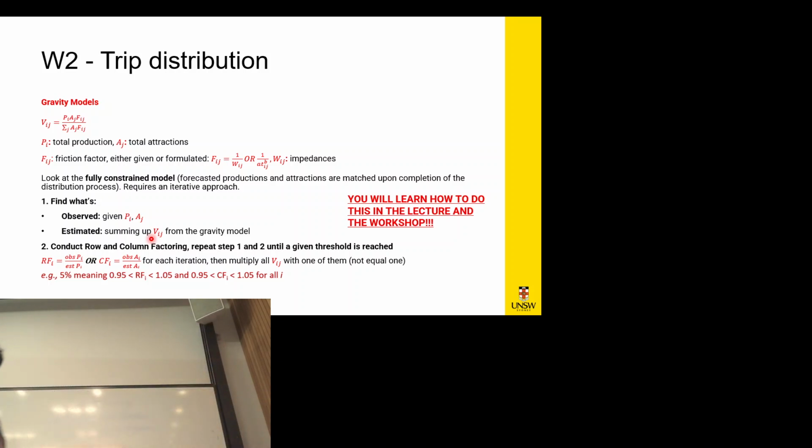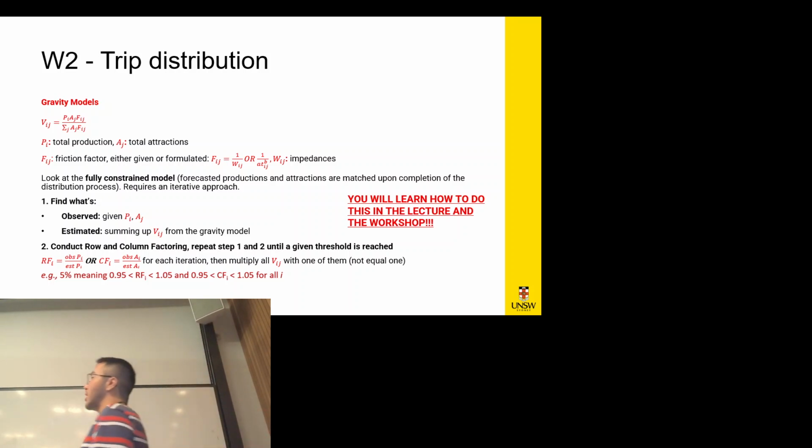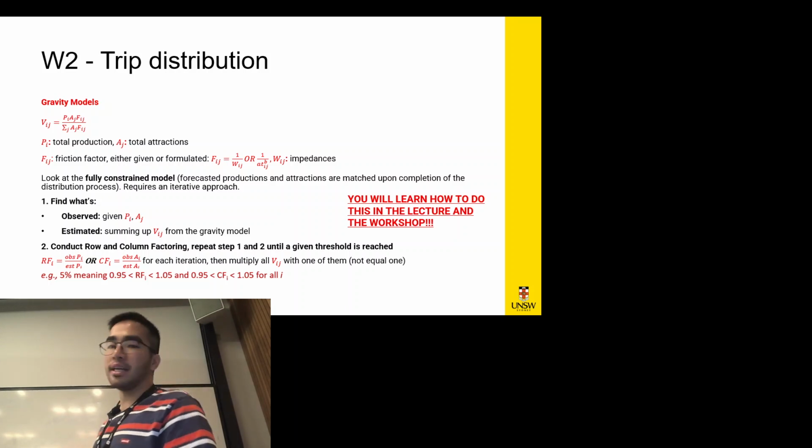The second step you need to do is, you'll see that the total number of productions is not equal to the total number of attractions. They're not equal to each other. So what you need to do is conduct row and column factoring, and then repeat step 1 and step 2 until a given threshold is reached. For example, if the question says a 5% threshold, it has to be within this ratio. So I understand right now you may not understand what this means, right? But in the workshops in the next few weeks, there will be a few questions on this, and we'll work through this together to see how to do it. Okay? That's trip distribution in a nutshell.